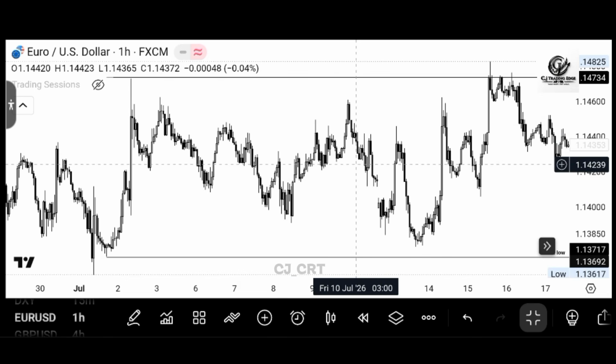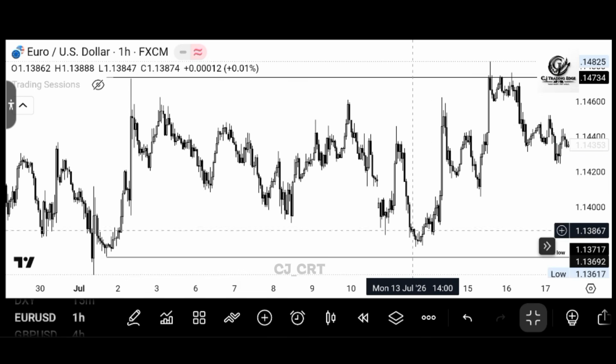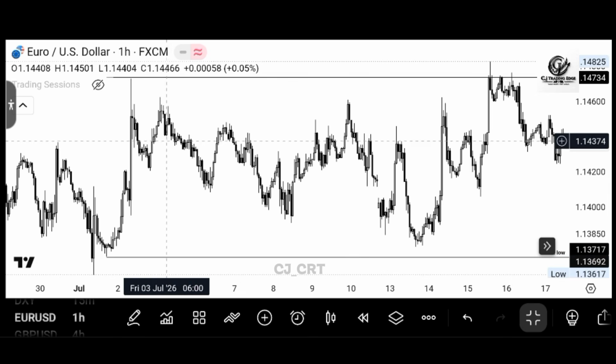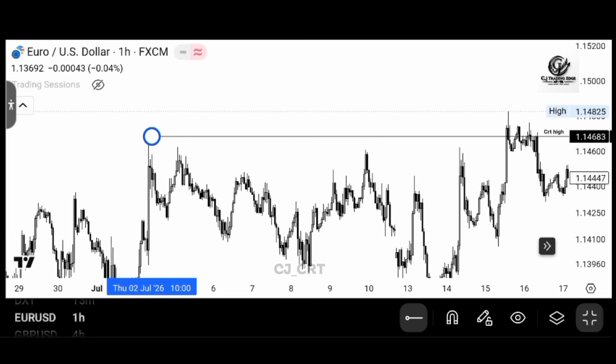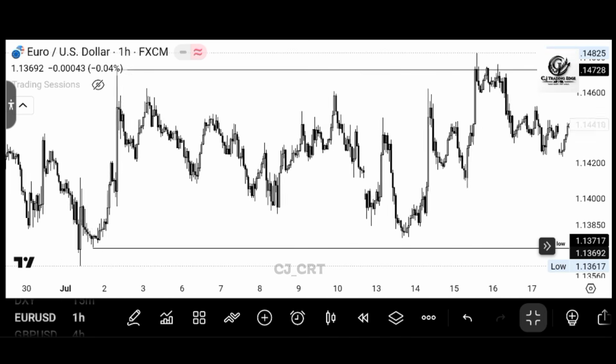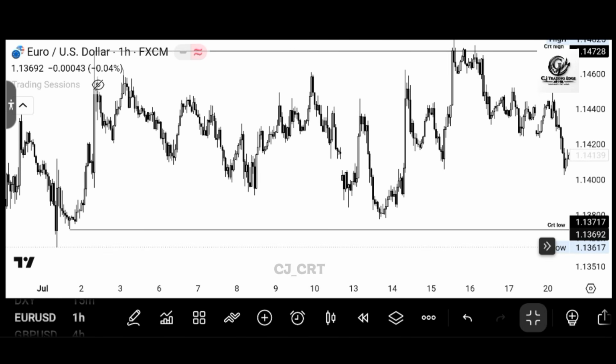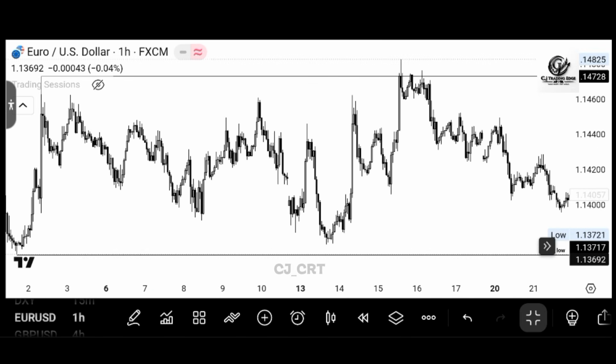You should just wait for the market to take out the high or the low of that particular daily CRT high. That's what you should wait for. So in this case, we did.